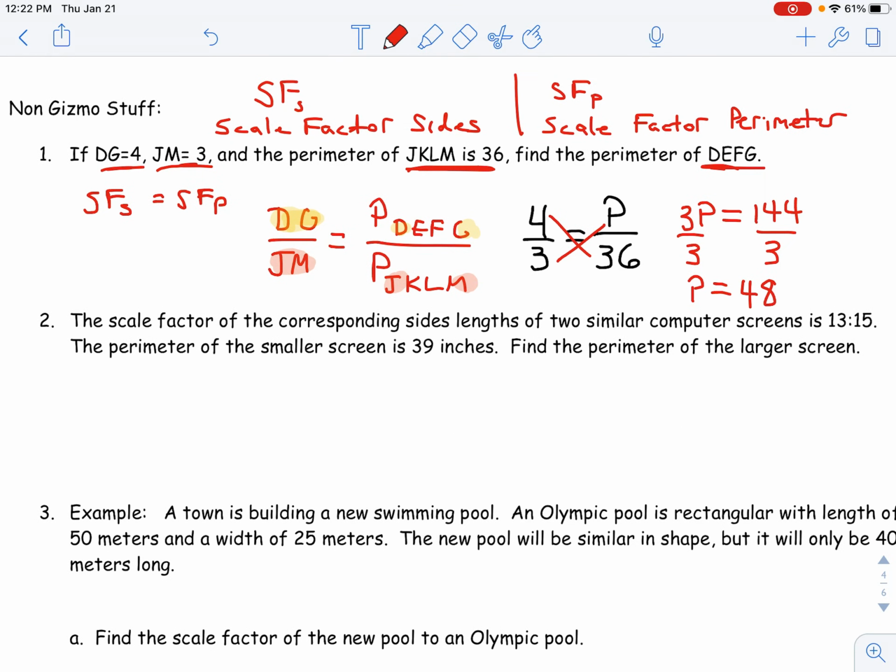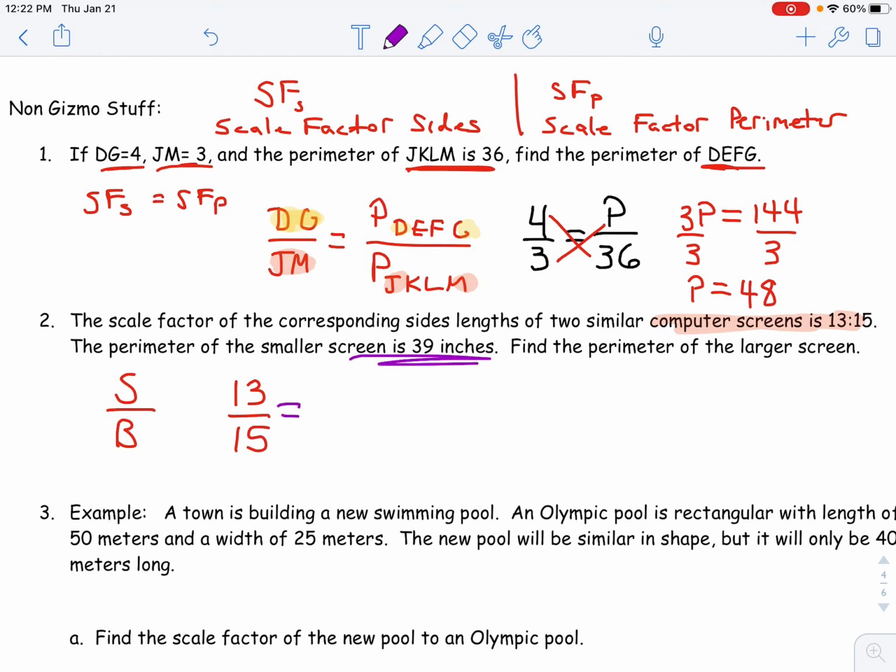All right, the scale factor of corresponding side lengths of two similar computer screens is 13 to 15. The perimeter of the small screen is 39. Find the perimeter of the larger screen. So just like, write 13 to 15. We have small over big, so that's a side length 13, that's a side length 15.